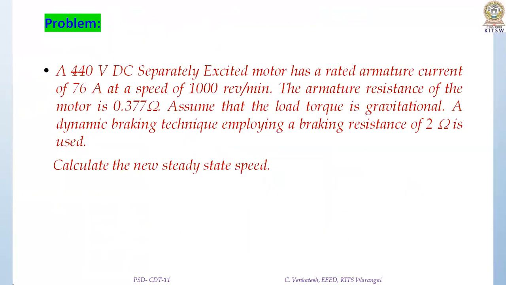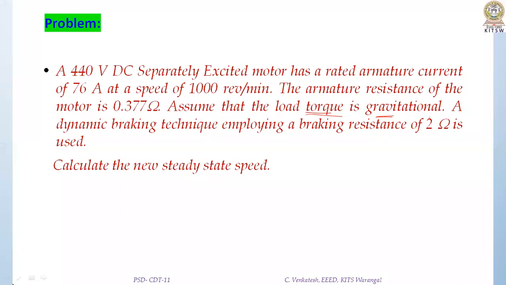So let us see a problem on dynamic braking. A 440 volts DC separately excited motor has a rated armature current of 76 amperes at a speed of 1000 revolutions per minute. The armature resistance of the motor is 0.377 ohms. Assume that the load torque is gravitational. What does it mean? Gravitational load torque means the load torque is unidirectional.